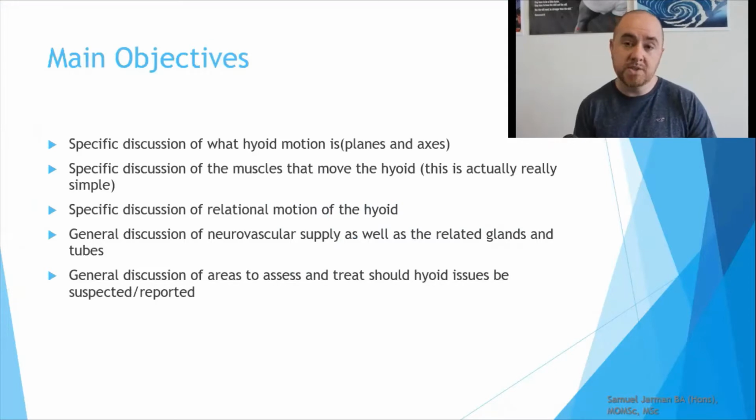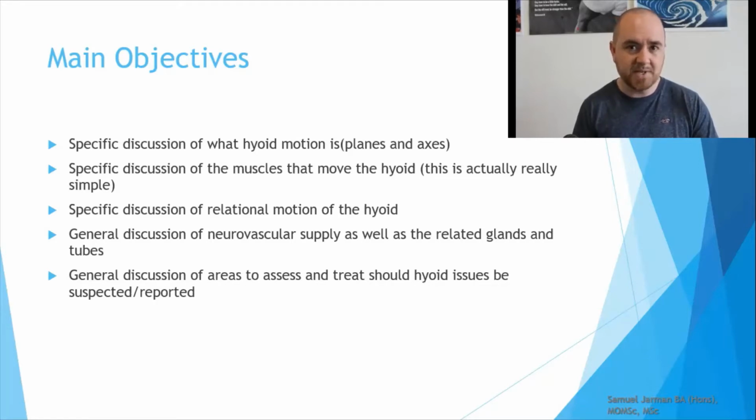So what we're going to do is a specific discussion of what hyoid motion is. So we're talking about elevation, depression, and retraction. And we're going to talk about planes and axes. Really what we're going to talk about is planes and translation, or movement in a straight line across a plane, because there isn't necessarily an axis of motion for the hyoid. You can argue this in different ways, but we want to bring this up as something that's at least mildly unique. So we're going to then have a specific discussion of the muscles that move the hyoid.